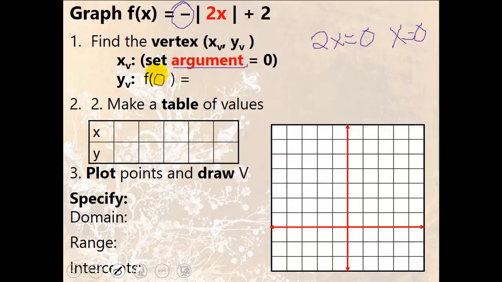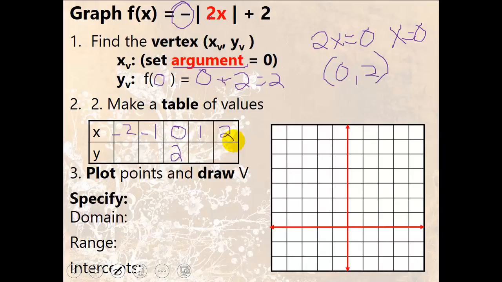All right, so I plug in 0. So 2 times 0 is 0. The absolute value of 0 is 0. Take the negative of it, doesn't affect it, and I end up with 0 plus 2, which is 2. So my vertex is 0, 2. I'm going to put that in the center, plug in a 0, get out a 2. Then I'm going to put points to the left and points to the right.